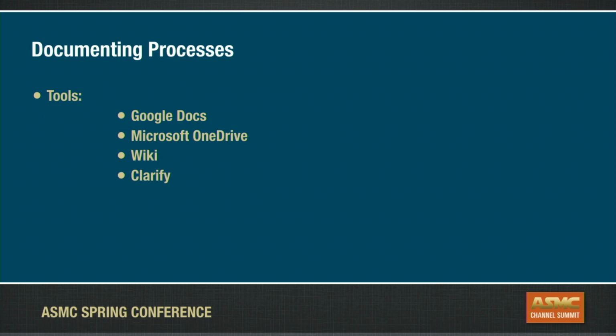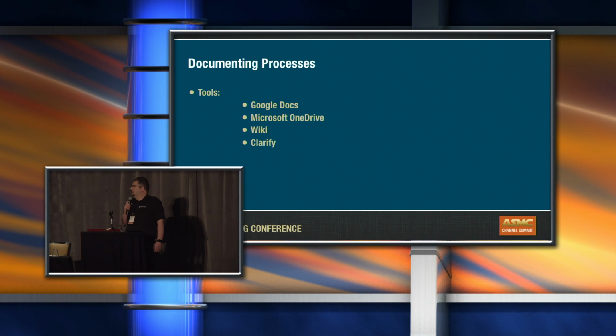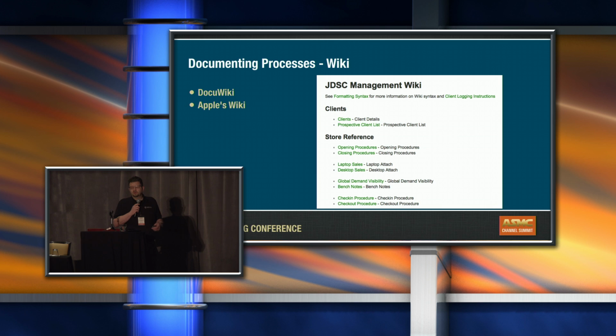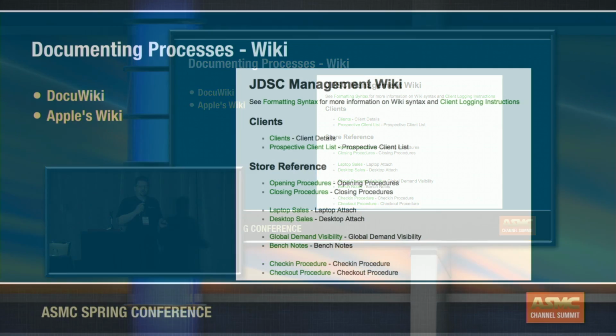So for documentation, you have a lot of tools available: Google Docs, Microsoft OneDrive, a wiki, not OS X Server Wiki anymore, sorry. And a tool that I really love is Clarify for documenting processes and grabbing screenshots. So what we did was I just used a wiki. My preference was DokuWiki, which is free and open source. It allows for code snippets and things like that very easily. I should have taken Apple's wiki off of that because it's not valid anymore.